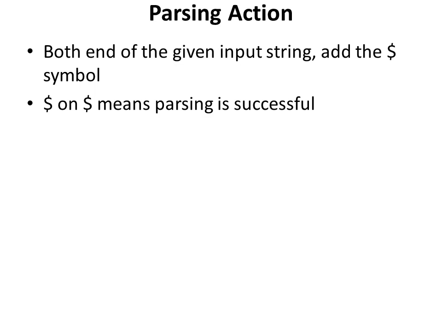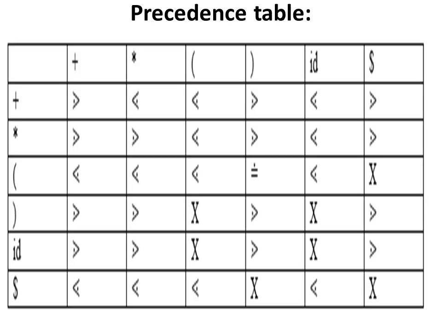Parsing actions. What are the actions in parsing? At both ends of the given input string, add a dollar symbol. And the second action: when dollar on dollar remains, that means parsing is successful. When two dollars are in the input continuously, that is called parsing successful.